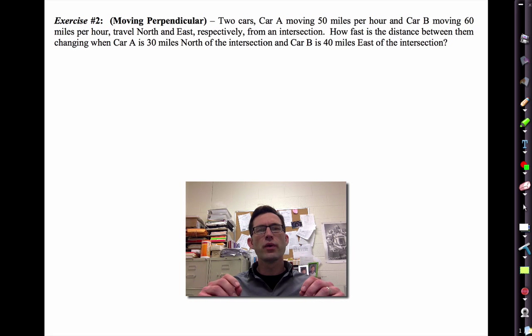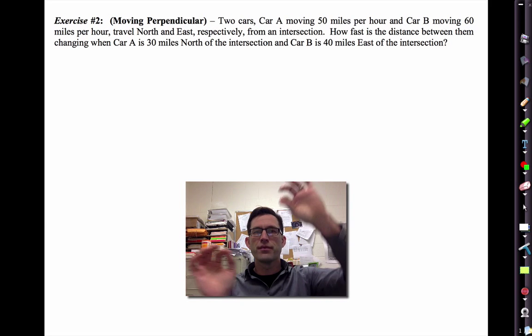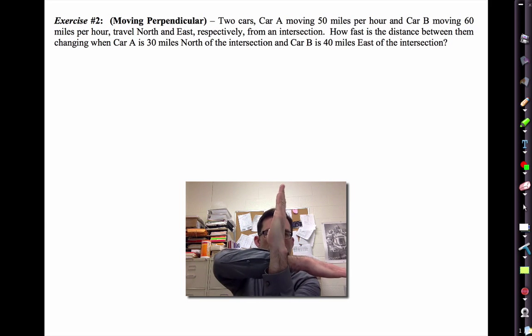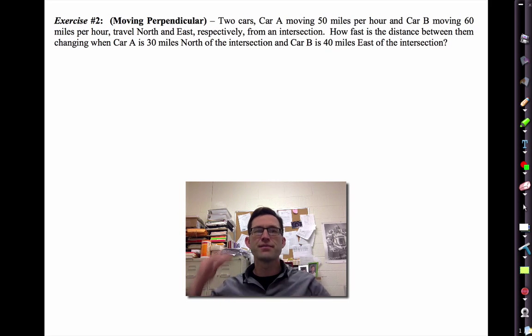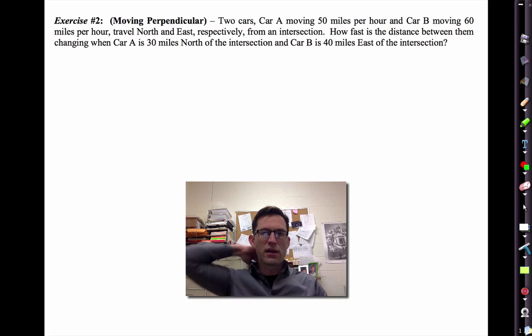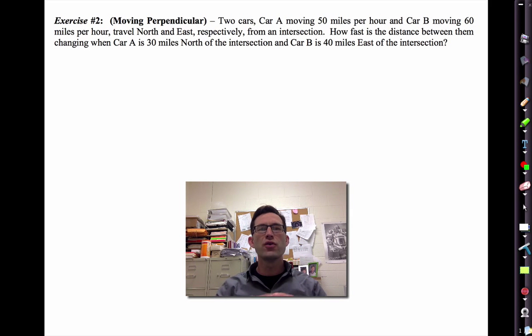All right, moving perpendicular. So there are many situations where you have two objects that are moving perpendicular to each other. Think about them like this, moving along these perpendicular lines. Let's take a look at a classic scenario. We've got two cars, car A moving at 50 miles per hour and car B moving at 60 miles per hour. And they travel north and east, respectively, from an intersection.